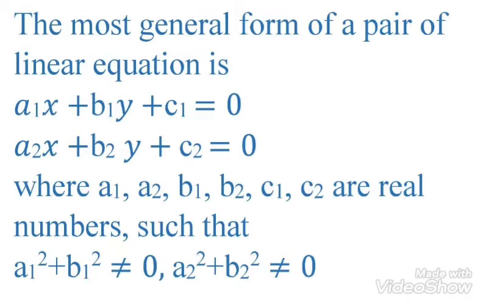Here we can see the coefficient of x in the first equation is a1 and the coefficient of y in the first equation is b1 and the constant term is called c1. And in the second equation, the coefficient of x is called a2 and the coefficient of y is b2 and the constant term is c2. So the equations are a1x plus b1y plus c1 is equal to 0, a2x plus b2y plus c2 is equal to 0.